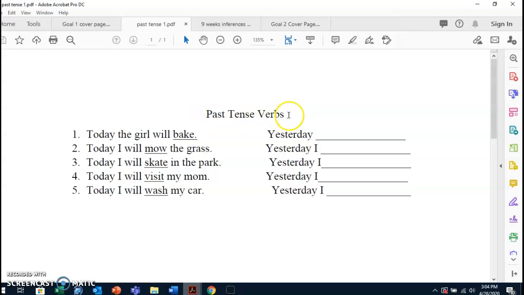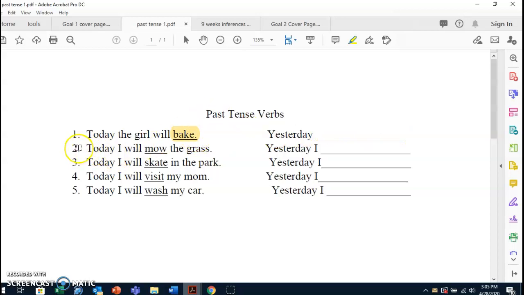Past tense verb. Number 1. Today the girl will bake. Yesterday, what did she do yesterday? So your word here is bake. Today the girl will bake. Yesterday the girl baked, with ED.